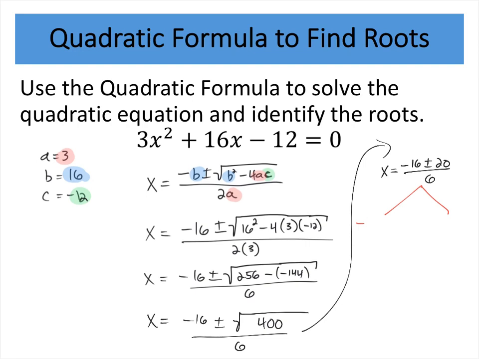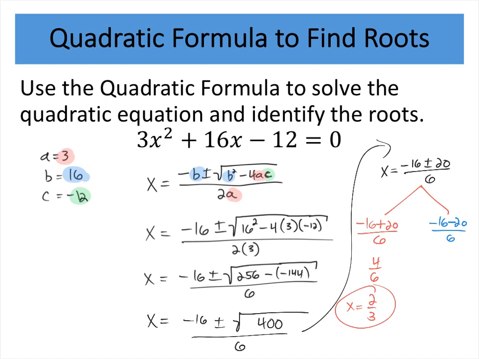We're going to do negative 16 plus 20 divided by 6. And we're going to do negative 16 minus 20 divided by 6. With some simple solutions, negative 16 plus 20 is 4 over 6, and that fraction reduces to 2/3. So x equals 2/3. That's one of our answers.